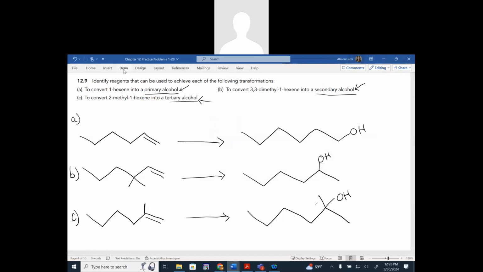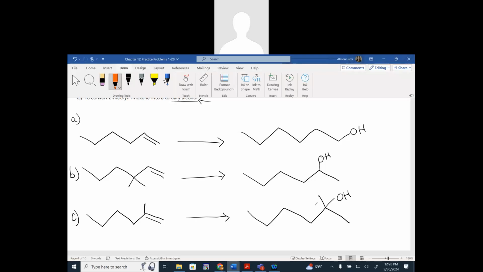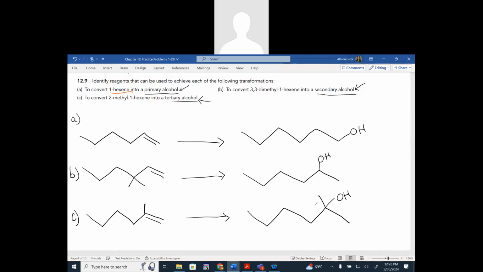So I've drawn out our starting materials and then what our products could look like after these transformations. So in part A, we're told that we have a 1-hexene. So that's what we see here. We have 1, 2, 3, 4, 5, 6 carbons in our longest chain, and between carbons 1 and 2, we have our double bond. So we're asked to form a primary alcohol in this scenario.